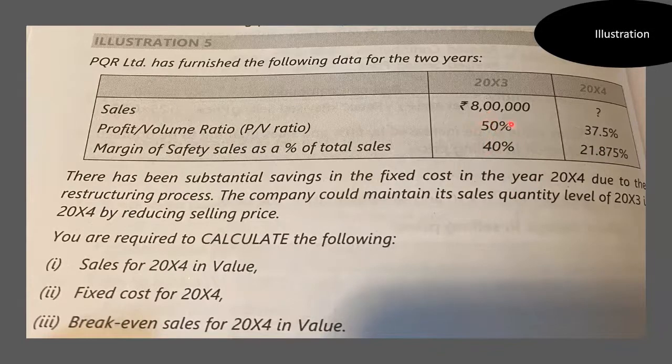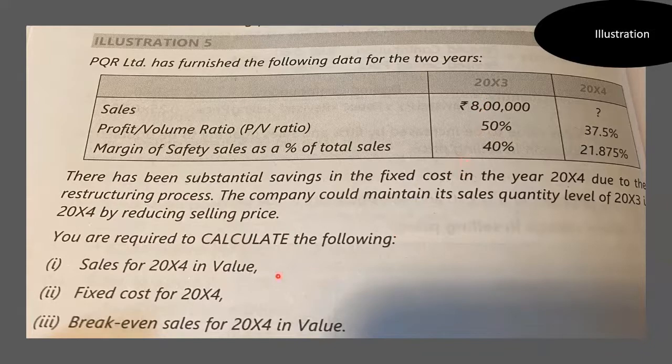Let's take a look at whether we can find variable cost here. Take your paper and pen and see. If profit volume ratio is 50%, contribution to sales, so contribution is how much? 50% of 8 lakhs. That is 4 lakh, right? 4 lakh is your contribution. Margin of safety is 3,20,000. Correct? If contribution is 4 lakh, margin of safety is 3,20,000. We figured out the break-even point also.